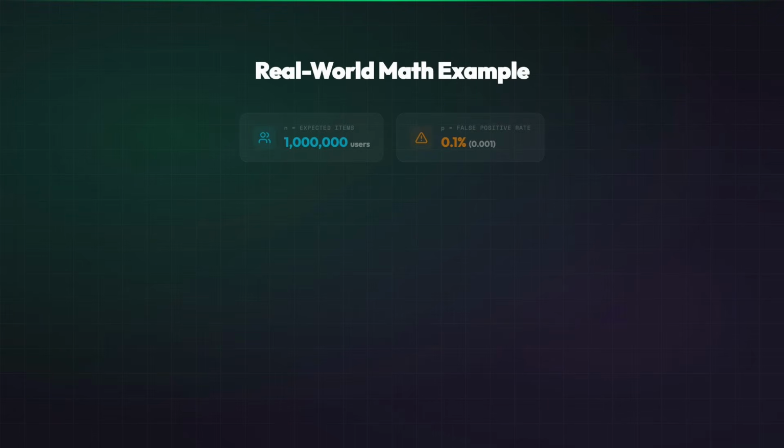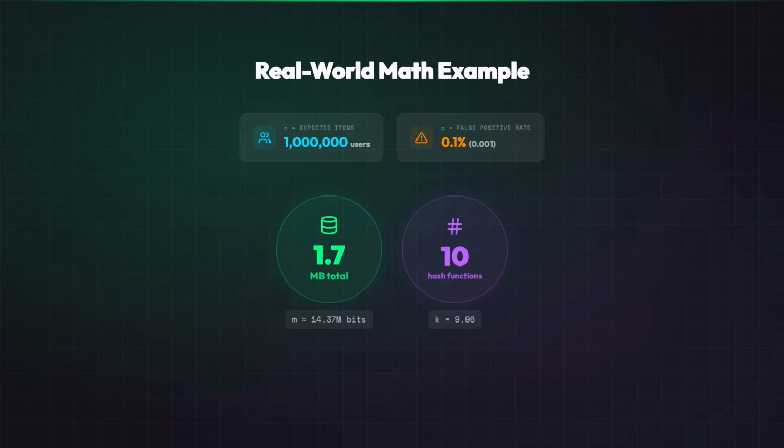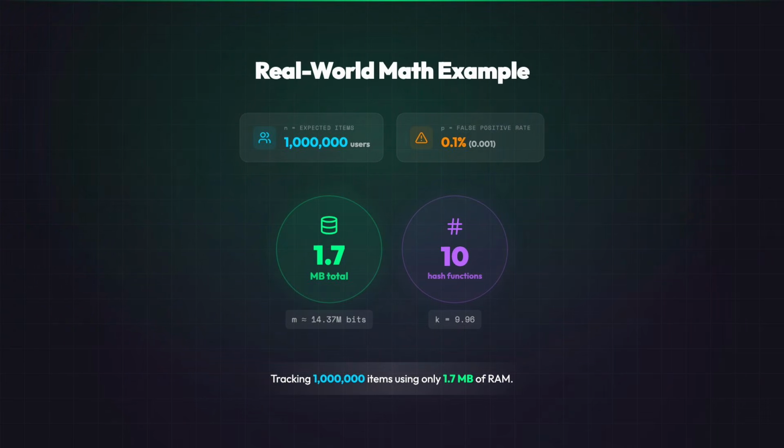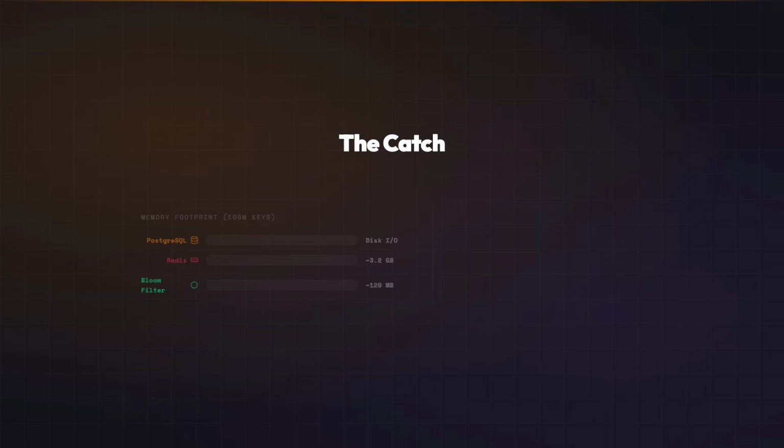Let us look at a real example. 1 million users. We want a 0.1% false positive rate. Plug that into the math, and our array size m becomes 1.7 megabytes. We need about 10 hash functions, 1.7 megs tracking a million items. That is insane efficiency.